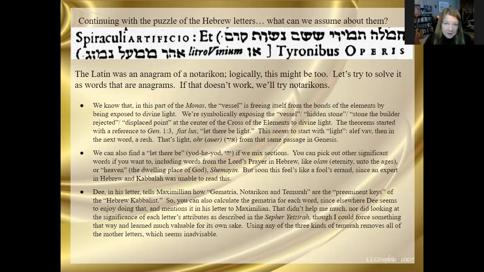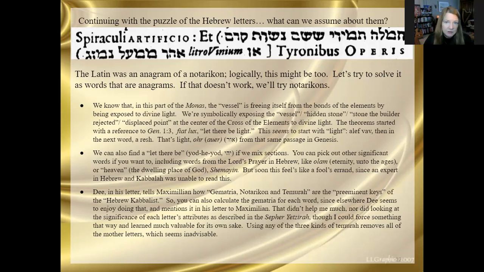I would then remind myself, well, Dee in his letter told Maximilian about how Gematria, Notarikon, and Temura are the preeminent keys of the Hebrew Kabbalist. Then I think one reason Maximilian would be excited about that is because you can adopt those as ciphering techniques and bring them right into Latin. But you can also, with Gematria, calculate numerical values. So I did that. You can try it yourself if you'd like. It wasn't too helpful. You can look at the particular meanings of letters in the Sefer Yetzirah.